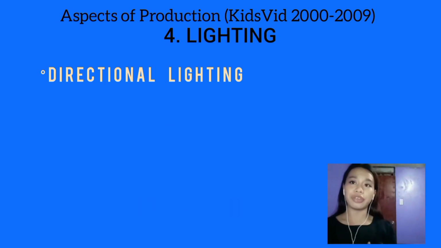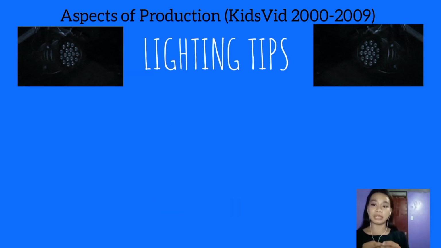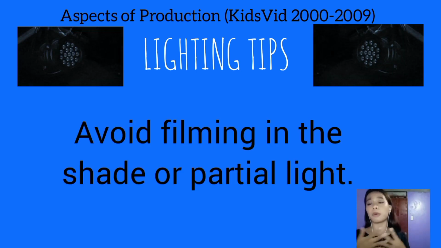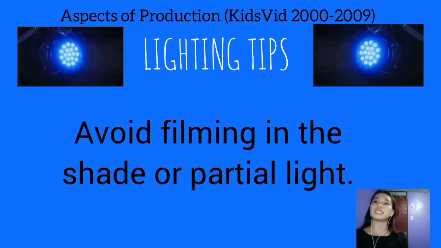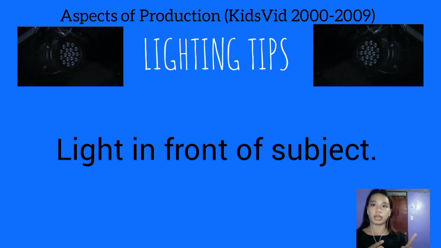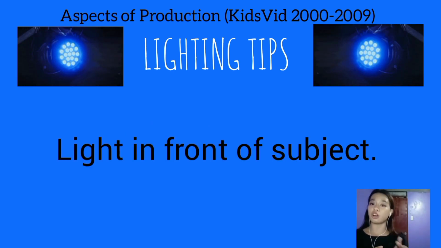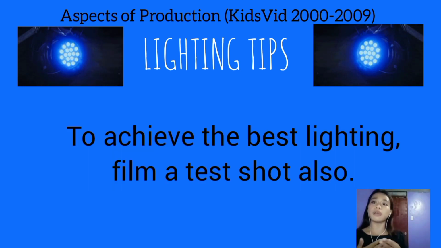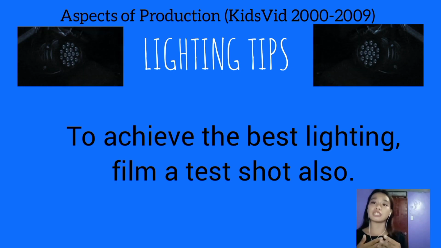So, we have here 3 lighting tips. The first tip is avoid filming in the shade or partial light. The second one is light in front of the subject because lighting behind will cause faces to be dark. And the last tip is to achieve the best lighting, film a test shot also.